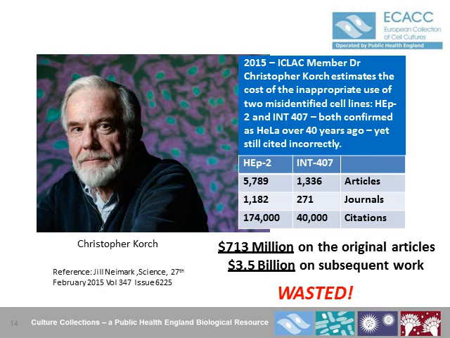Christopher calculated the cost of the inappropriate use of 2 misidentified cell lines, HEP2 and INT407, both confirmed as HeLa over 40 years ago, yet still cited incorrectly. He found that there were 5,789 articles in over 1,000 journals in which HEP2 was used inappropriately, and over 1,000 articles in 271 journals for INT407, all seemingly escaping the peer review process. Together, these invalid publications generated over 200,000 citations and cost research institutes, grant funding bodies, and industries and taxpayers over $4 billion.